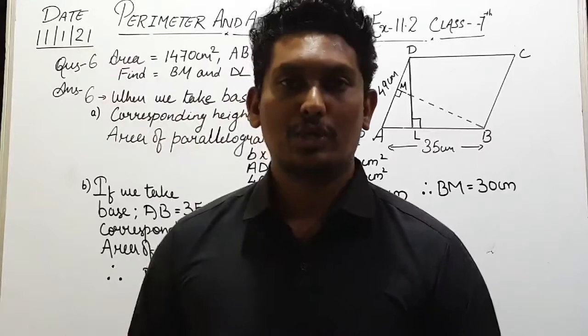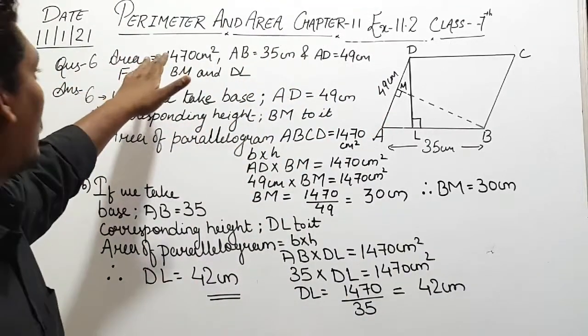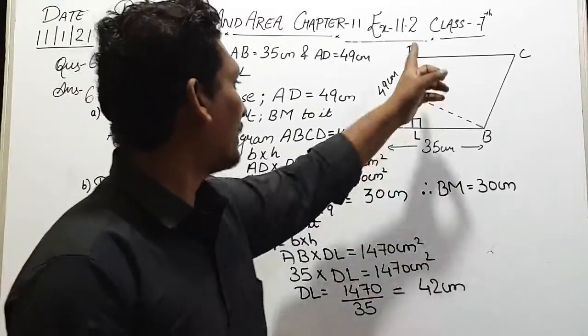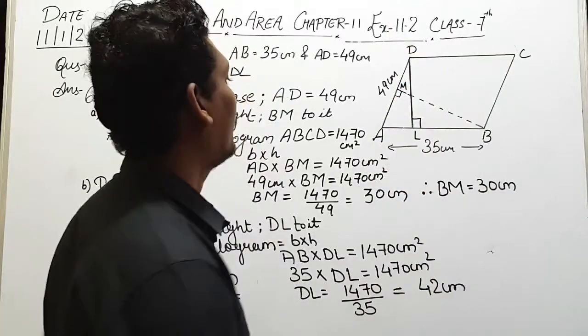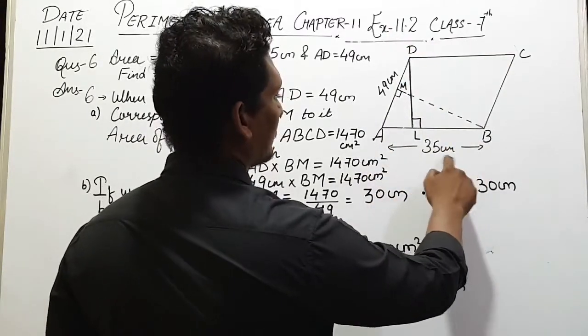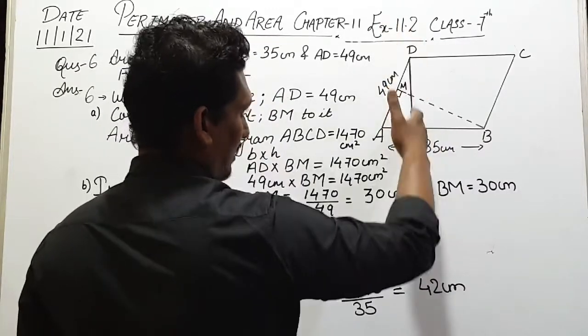Okay, students, now come to question number 6. In question number 6, area is, first of all, we go to the figure. This is the parallelogram ABCD, in which AB is given 35 centimeter. So its corresponding height is DL.